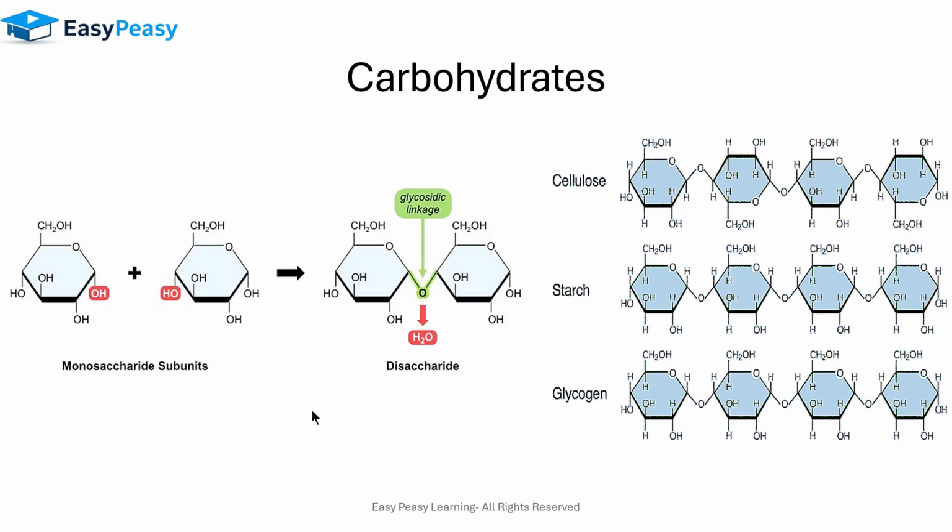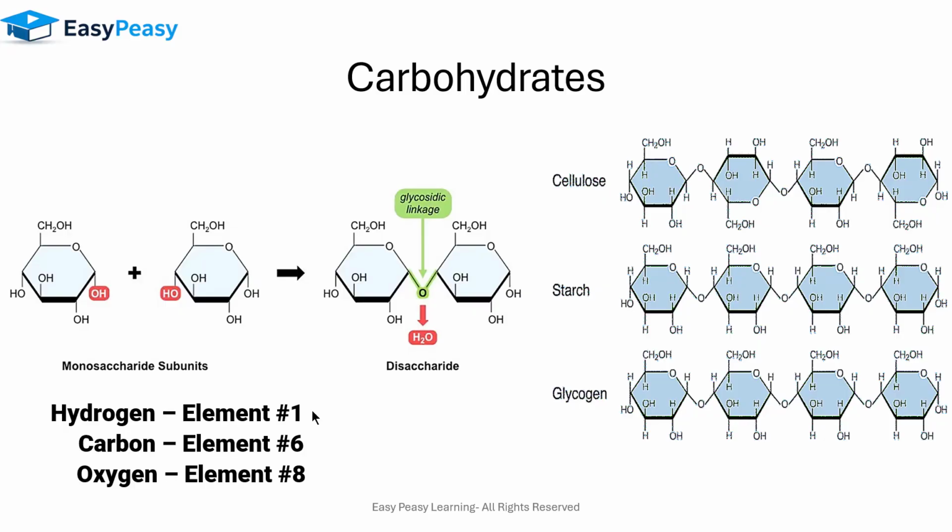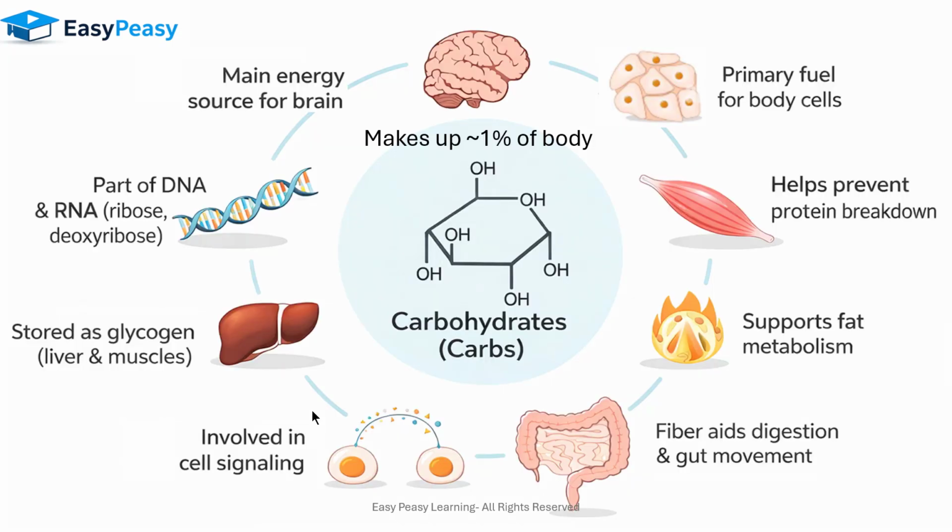If you look at these structures, they are made up of only 3 elements, and those are hydrogen, carbon, and oxygen. Now, carbohydrate makes up only 1% of our body weight, and it is the main source of energy for our brain cells, and it is also a primary fuel for our body cells.